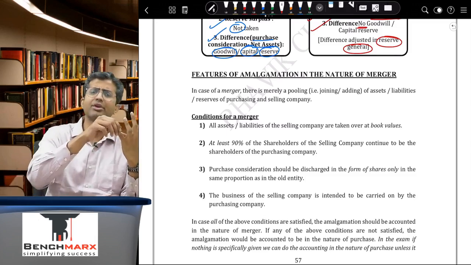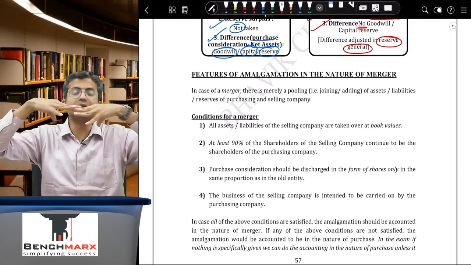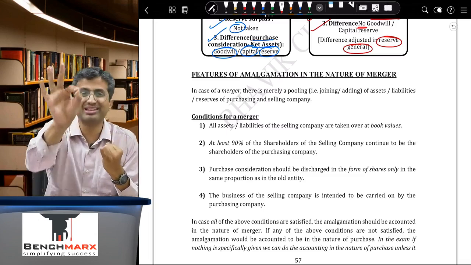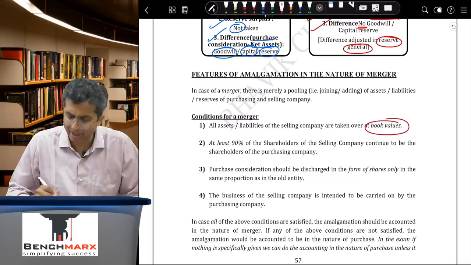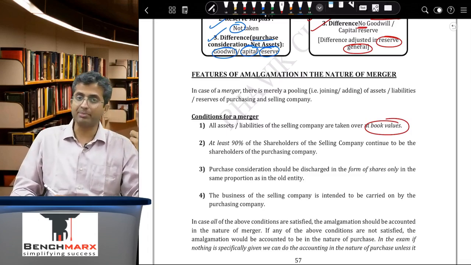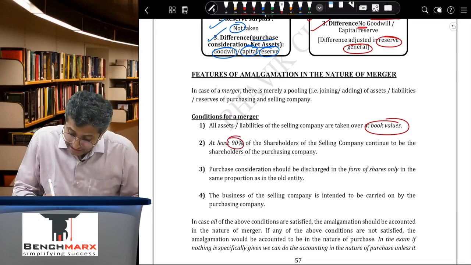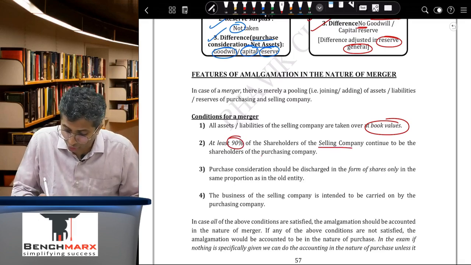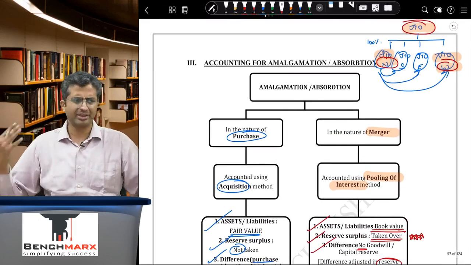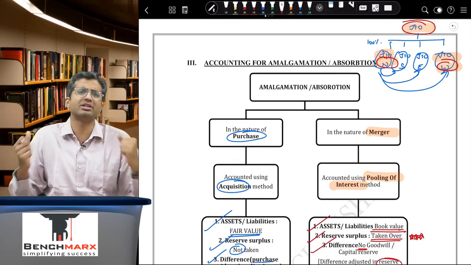What are these 4 conditions? Well, in case of a pure merger, that is a restructuring, all assets, all liabilities will be taken over, that too at book values. So the first condition is all assets and liabilities taken over at book values. Second is an important thing. At least 90% of the shareholders of the selling company continue to be shareholders of the purchasing company. So like Geo North and Geo West, shareholders were common. 90% of the shareholders are common. So that is when it is a restructuring.